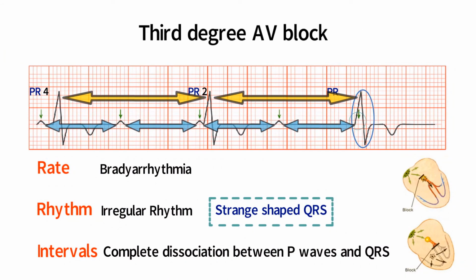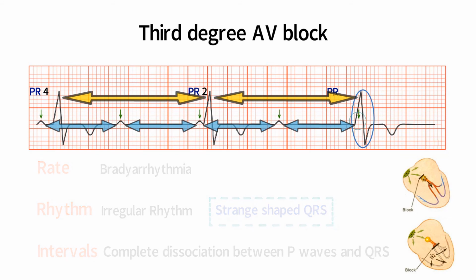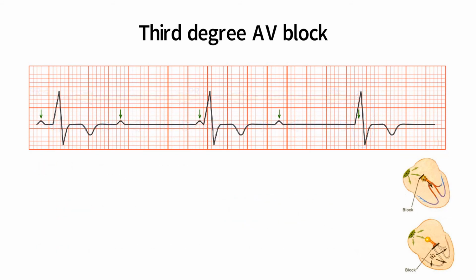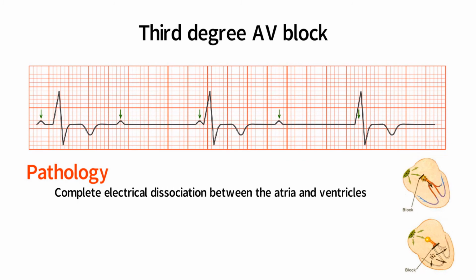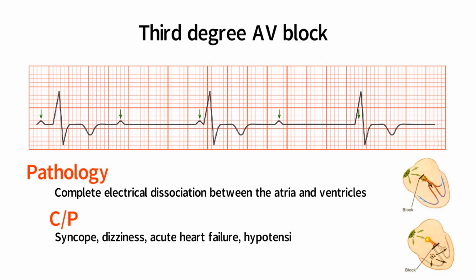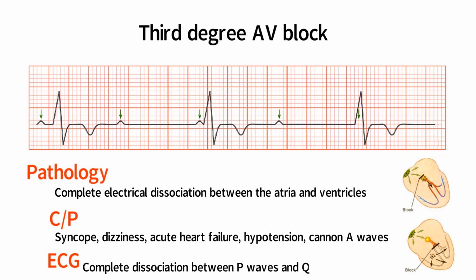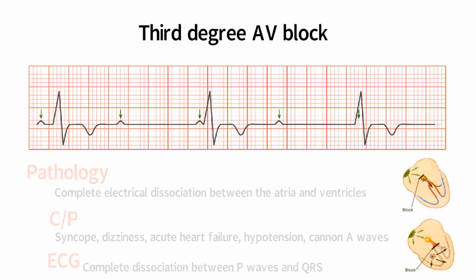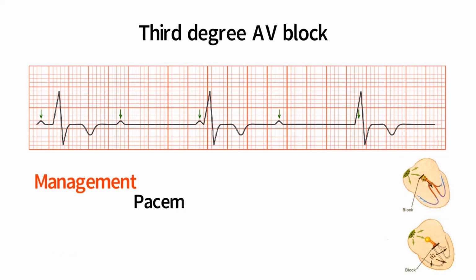So this is very dangerous. So this patient with third degree AV block is indicated for pacemaker placement. This is very important to remember. The pathology is, as we said, a complete electrical dissociation between the atria and the ventricle. And the clinical picture, the patient can come with syncope, dizziness, acute heart failure, hypotension, and cannon A waves. The ECG, the patient will have a complete dissociation between P wave and the QRS. And the management, as we said, pacemaker placement.